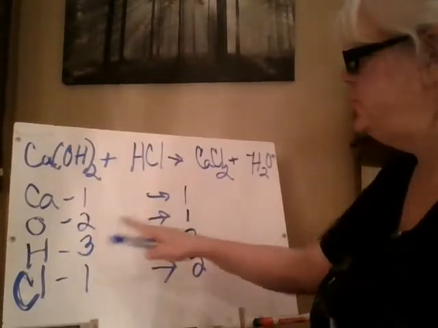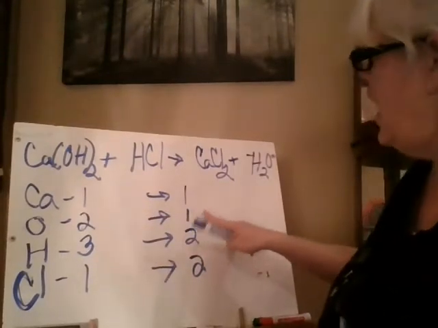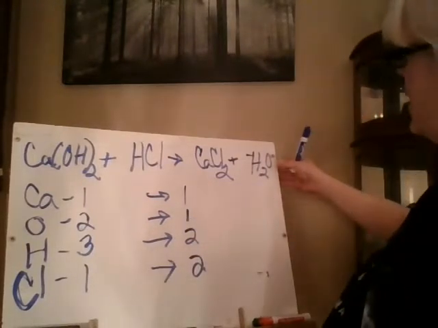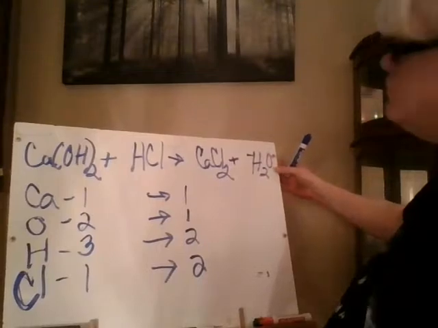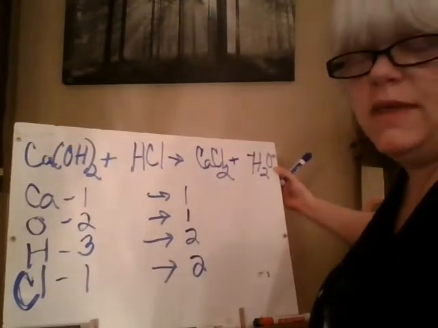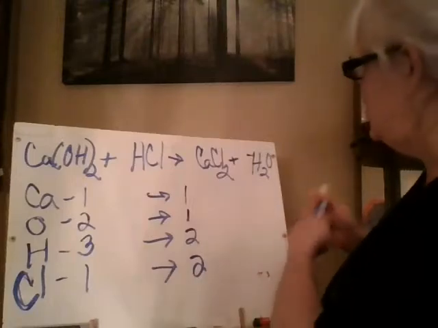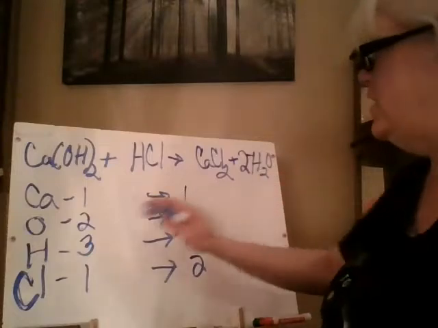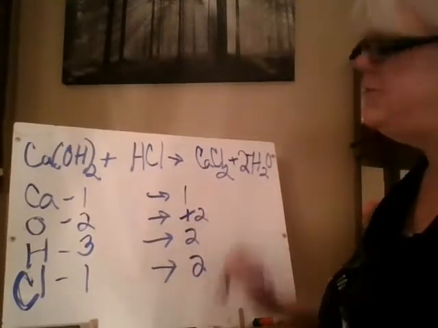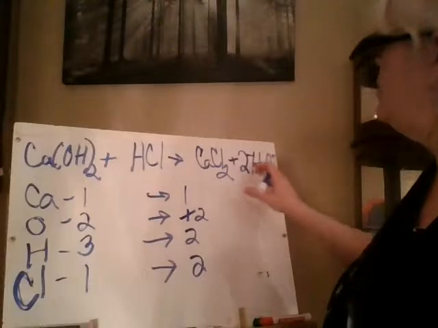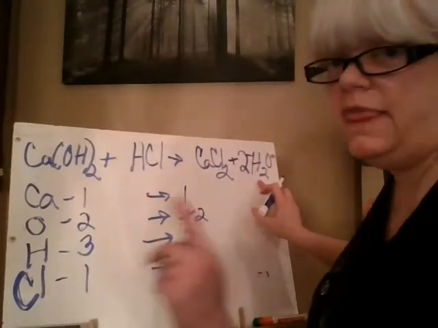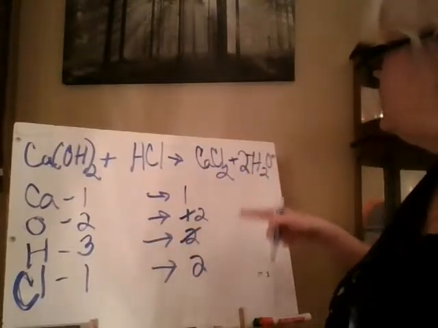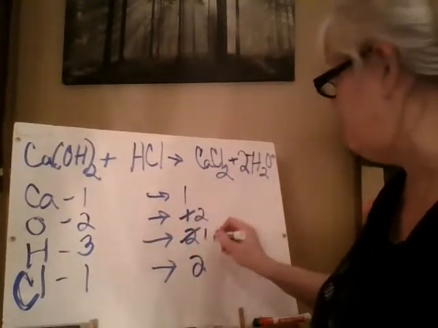If I have 2 oxygens here and only 1 oxygen here, how can I get 2 oxygens? Well, when I look at this, the only oxygen I have is sitting right here. And so I could easily make that 1 oxygen into 2 oxygens by putting the coefficient 2. That would change my oxygen, and I would then have 2 oxygens. But it would also change my hydrogen, and I can't forget that. So I'm going to have to take my 2 hydrogens and turn it into 2 H2s. 2 plus 2 is 4.